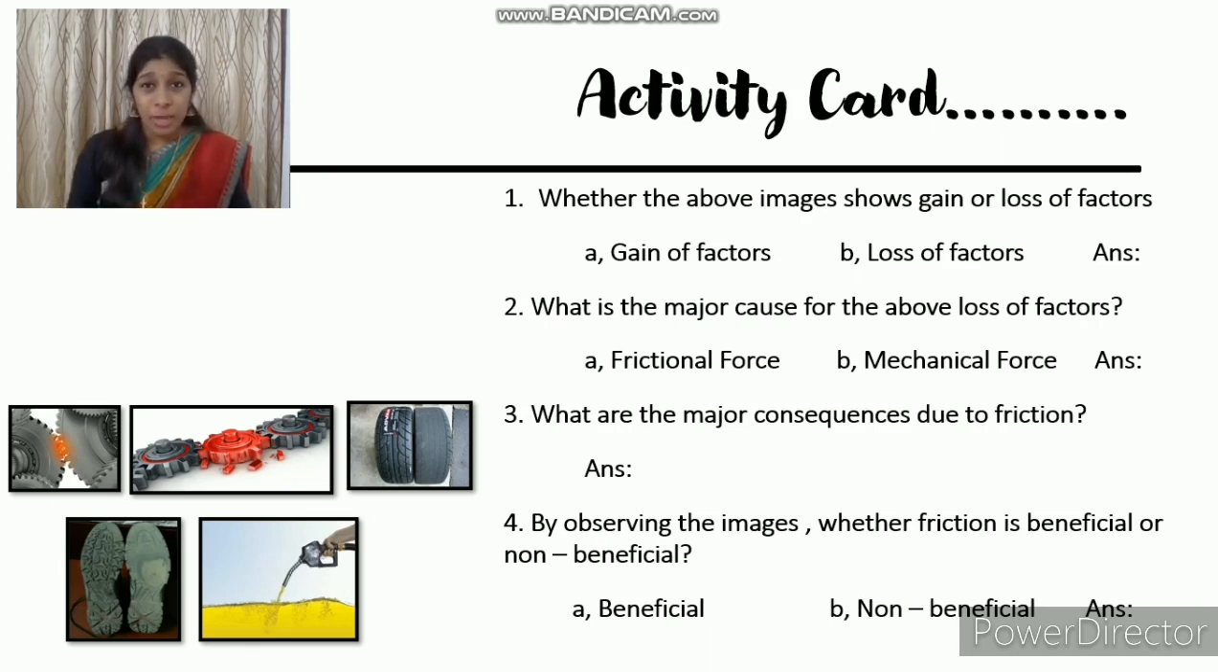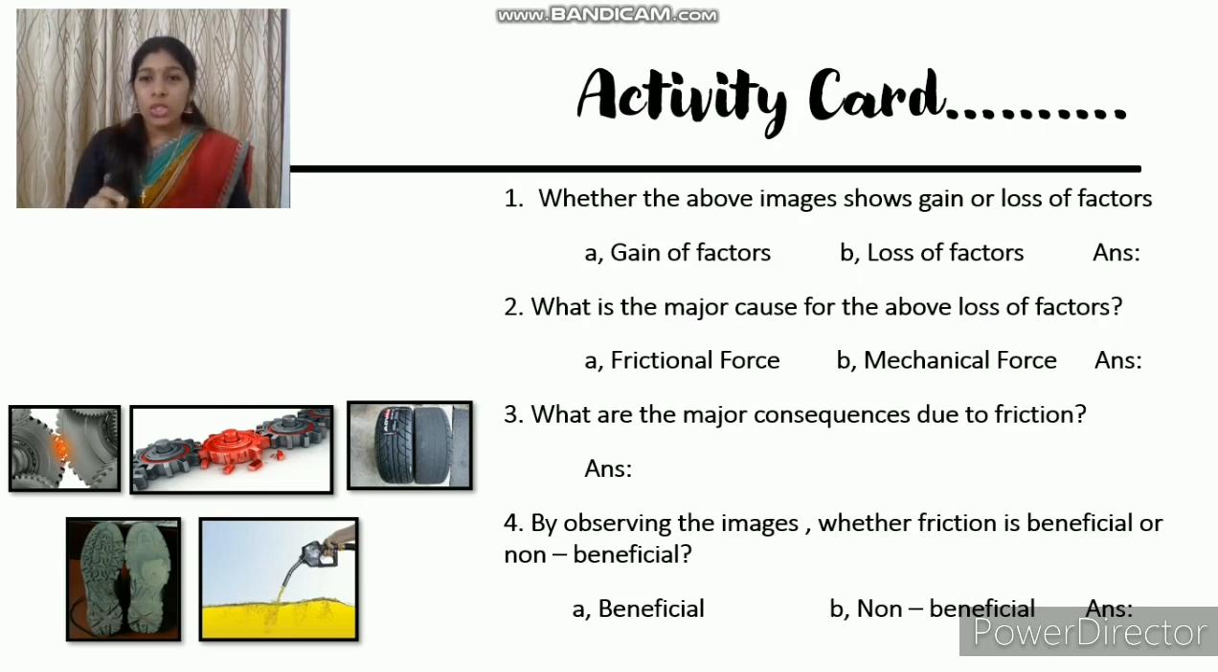Did you observe these images? Okay, let's answer these questions. The first question, whether the above images show gain or loss of factors. The options are gain of factors, loss of factors. What's your answer? Okay. The second question.